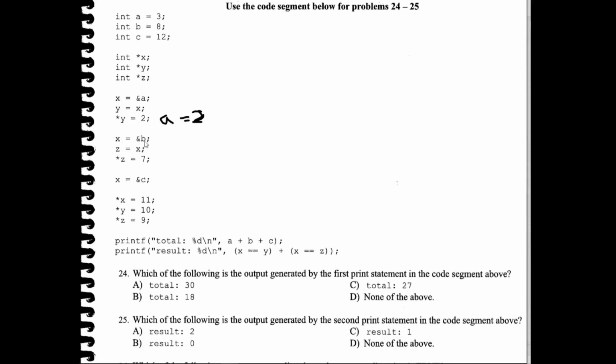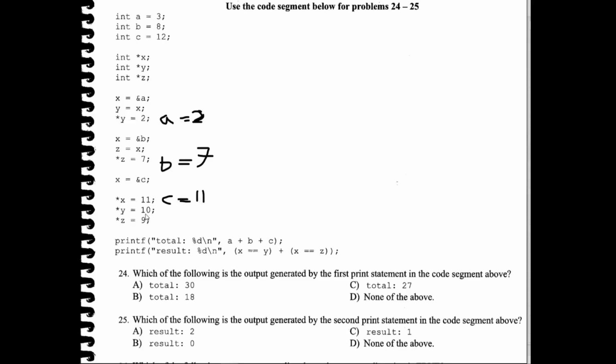Now it sets X to the address of B. It sets Z to the address of X, which is the address of B. And then it sets the value at the address of Z to 7, so B is going to change to 7. And then it sets X to the address of C, and then it changes that value to 11, so C is going to be 11.